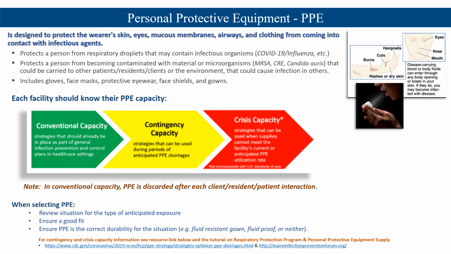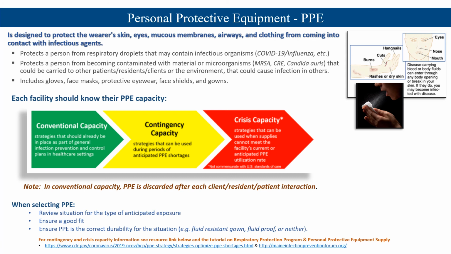I do have another additional tutorial which is available. Put the links to it down below on the bottom of the slide. You can find it the same place that you found this tutorial on the Maine Infection Prevention Forum website that goes into respiratory protection and some of these supply crisis strategies. So please take a look at that if you want more detailed information, in addition to the federal CDC website below.